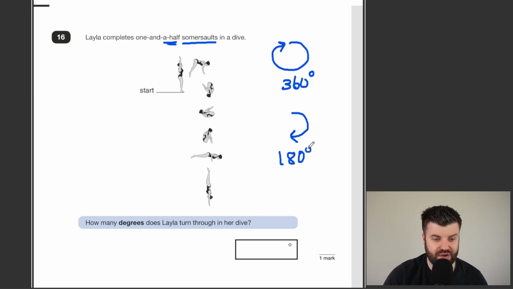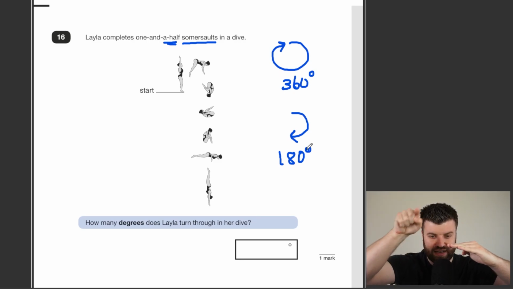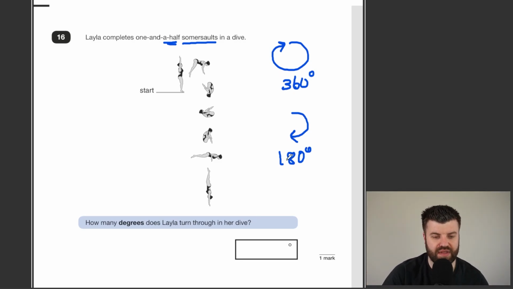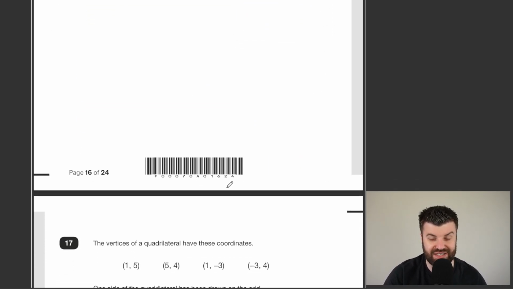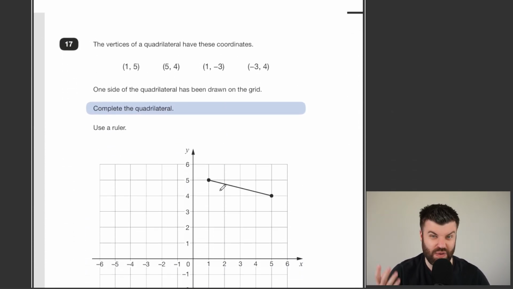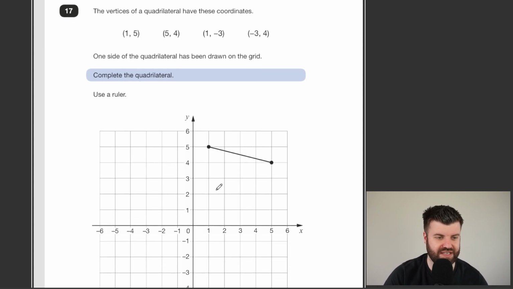180. And you may again know this as a fact that a straight line has an angled degree turn of 180. So in total, if it's 1, which is 360, and half, which is 180, altogether, that is 540 degrees that she has spun. Very interesting question. That's basically asking how many degrees in 1.5 turns, just in the context of a somersault.